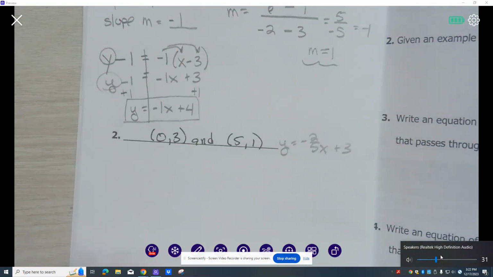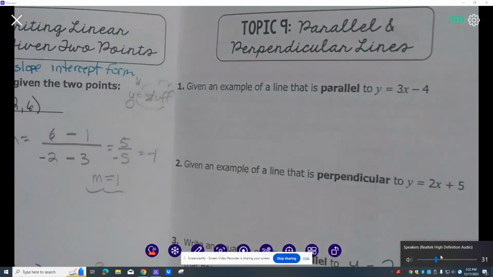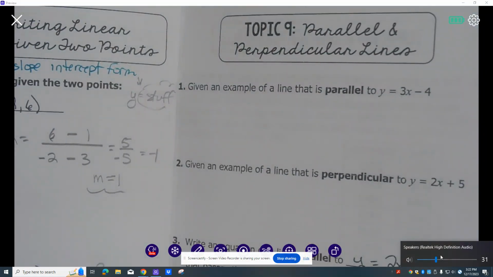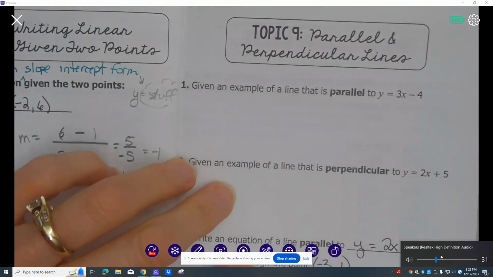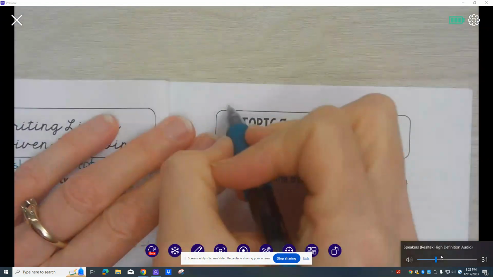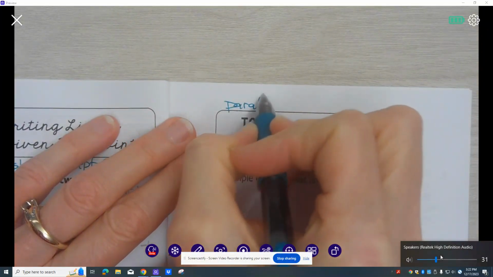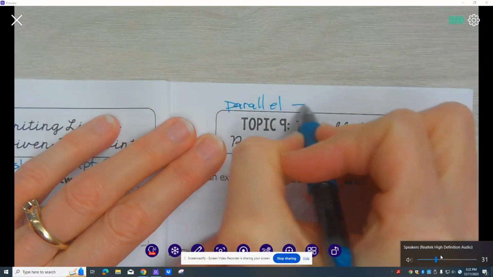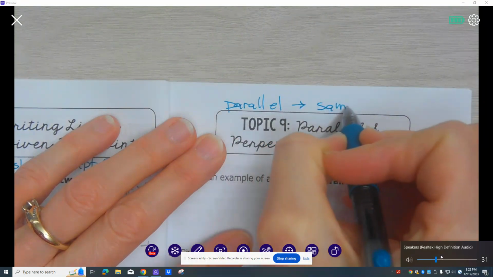So that's slope-intercept form. Okay, parallel and perpendicular lines, these were ones that were missed a lot on the first quiz. So I want you to add a couple notes up here, some reminders that parallel lines have the same slope.